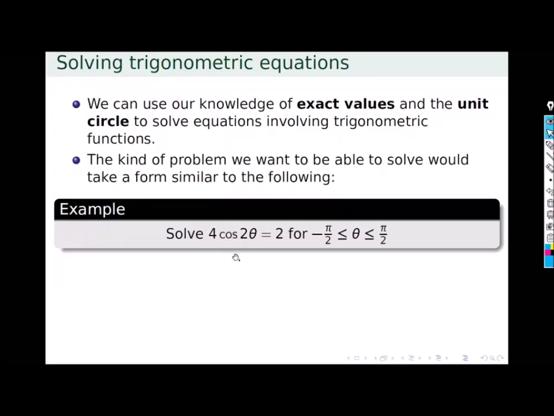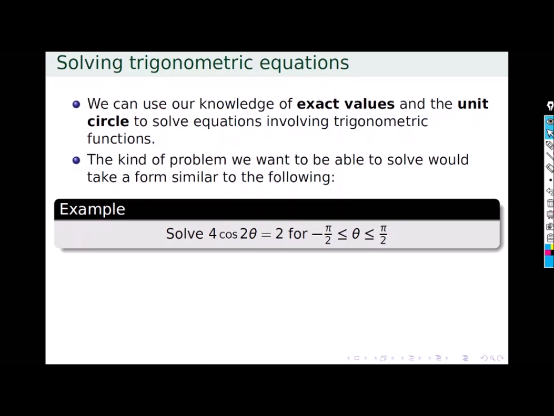In this video, we're going to talk about solving trigonometric equations. So they're any equation that involves a trig function. For example, here we've got: solve cos of 2 theta equals 2 for some domain that we've been specified. So theta takes values from negative pi on 2 to pi on 2, both inclusive.